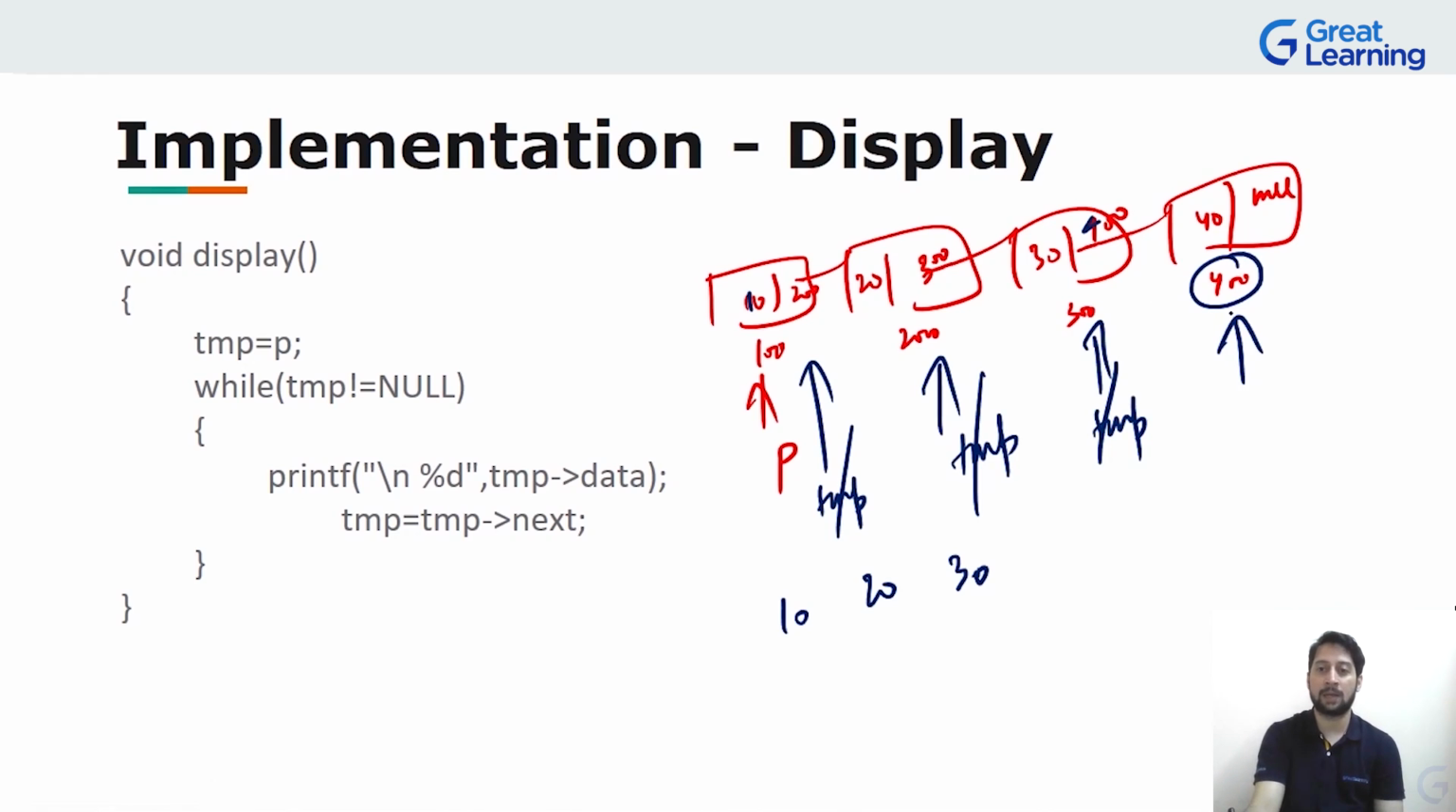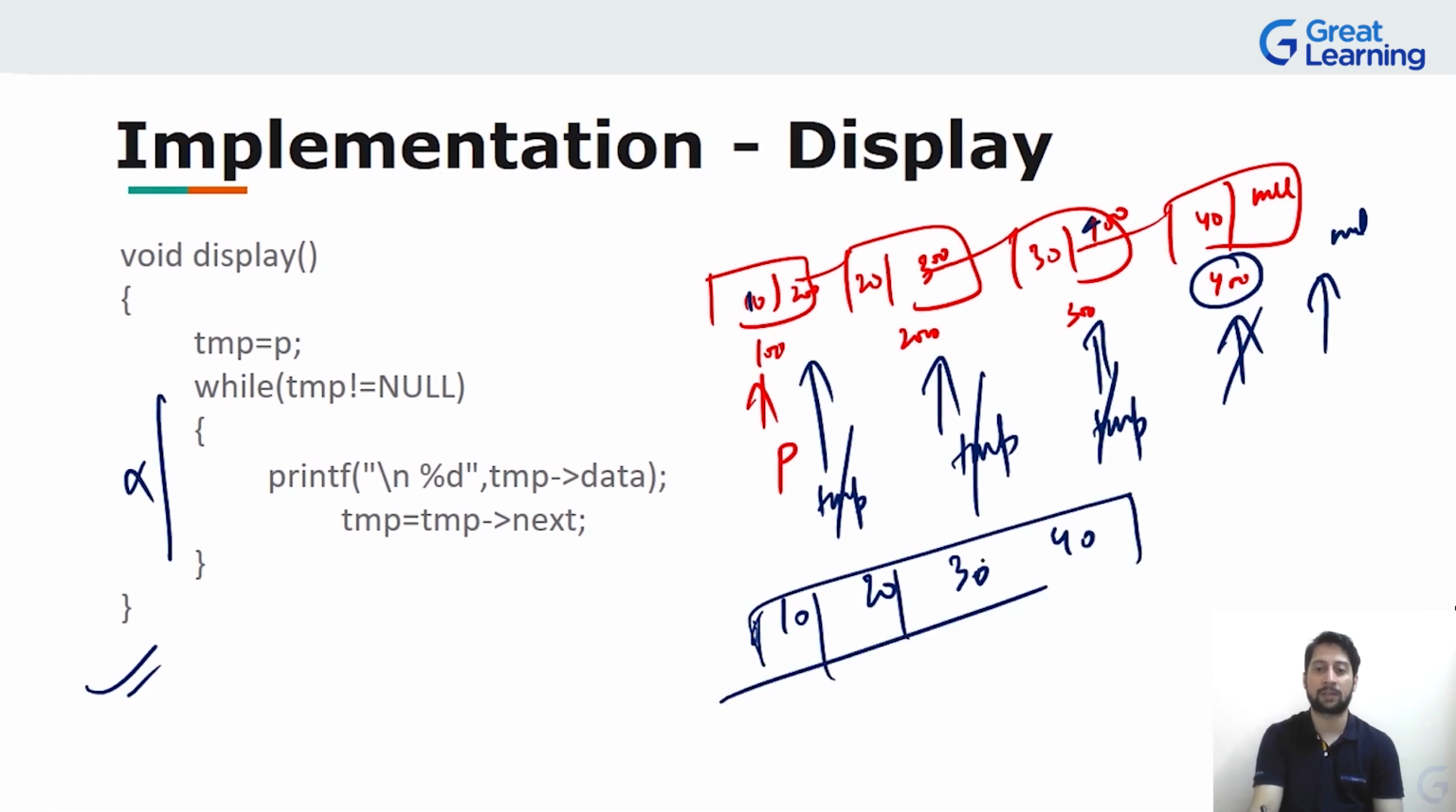Okay. So is temp null? No, it is 400. Print temp's data, which is 40. Please update temp to temp's next. So temp will be pointing to now null. Is temp null? Yes, it is. Out of this while loop, done. We have printed all the elements.